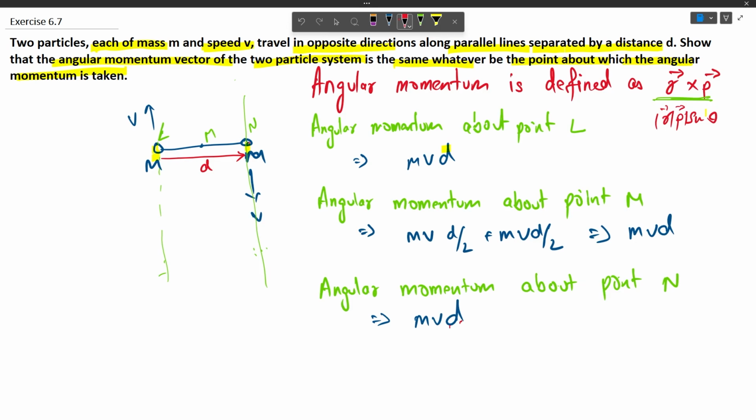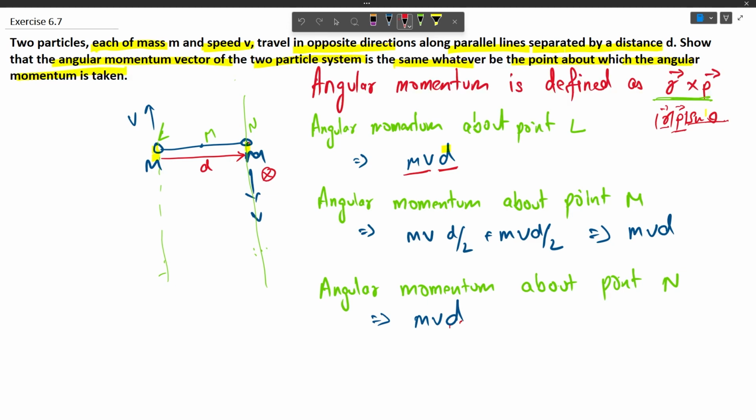Now here the position vector and velocity vector make an angle of 90 degrees. So sine theta is going to be 1, the magnitude of r is d, and the magnitude of p is m times v. So angular momentum about point L is going to be mvd. Its direction is going to be into the plane according to the right hand rule.